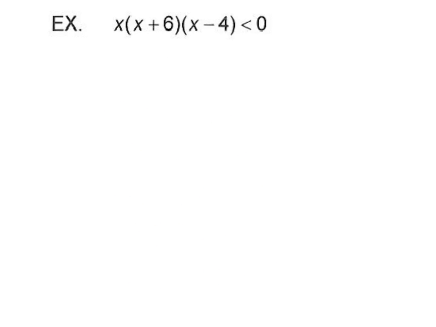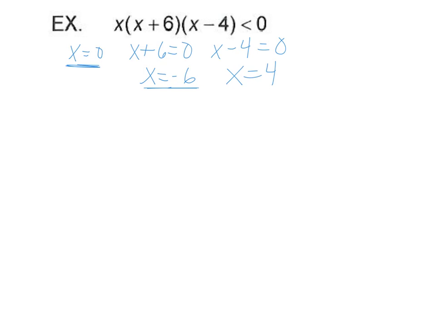This inequality is a bit trickier. It's been factored. So we have 3 x's that we have to deal with. Set each factor equal to 0 first of all. We're going to find where this expression actually equals 0 to start with. So x equals 0, x plus 6 equals 0, x minus 4 equals 0, and solve each of those. So x equals 0, x equals -6, x equals +4. Now that's where the expression equals 0.